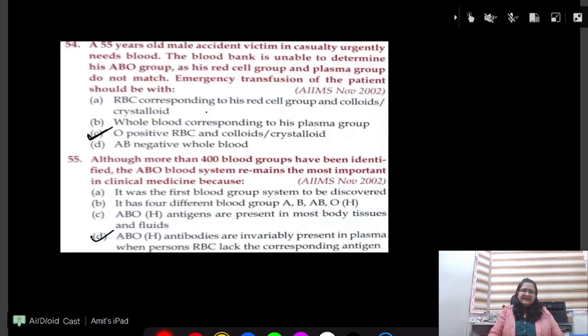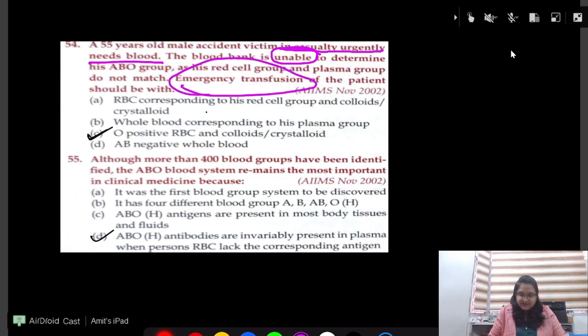Okay. Next, let us see this question, everyone. A 55-year-old male accident victim in casualty is urgently needing blood. The blood bank is unable to determine the ABO blood group, as his red cell group and plasma group do not match. So what will be the emergency transfusion?